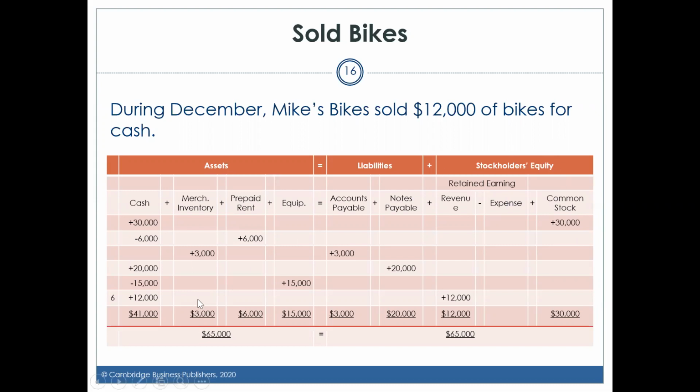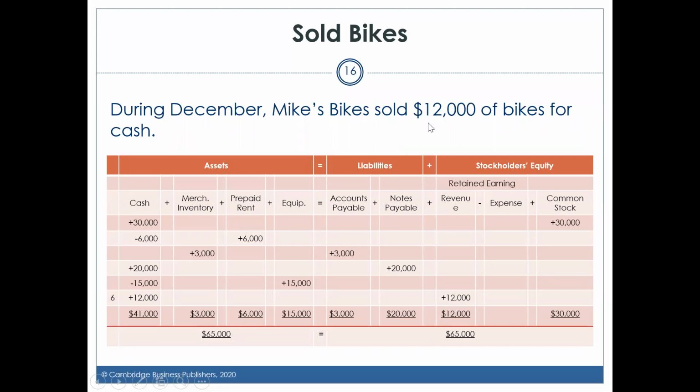Your merchandise inventory has to go down by 12,000 because you have $12,000 worth of bikes less than you did before because you gave them away to your customer. And also your cost of goods sold expense has to go up. So one entry shows that cash goes up and revenue goes up, and the other entry shows that merchandise inventory goes down and expenses go up. And we'll talk about that second entry later. But for right now, when you sell something, just think about there's just one entry. You get cash and your revenue goes up.